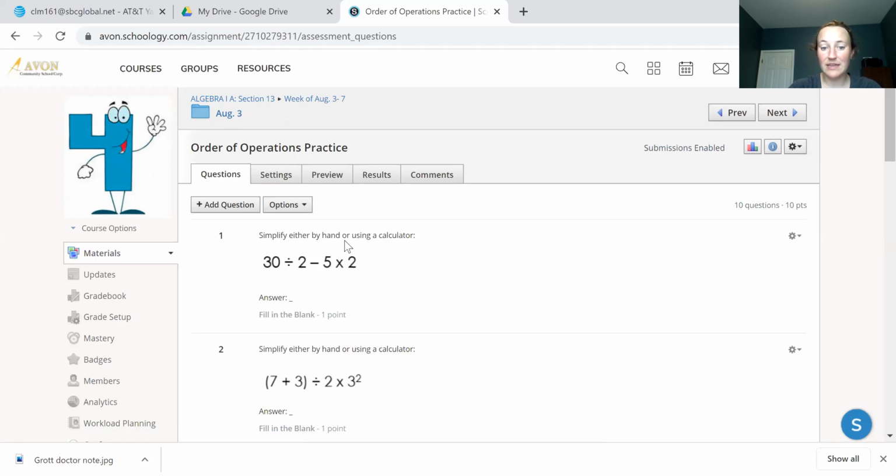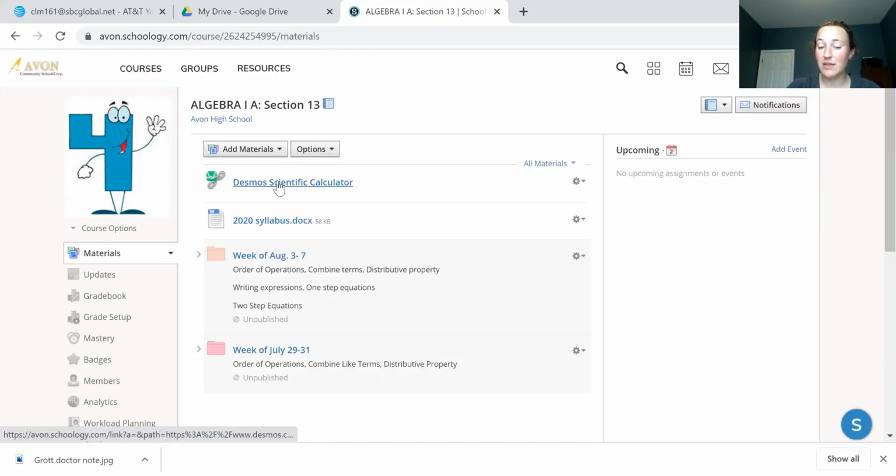Simplify it either by hand or using a calculator. Your choice. If you want to do it by hand, go for it. If you have a calculator that you can use, go for it. Remember, if you have your laptop, that on the home Schoology page, you guys can always click that Desmos Scientific Calculator to use. I am expecting, guys, scores of 10 out of 10.